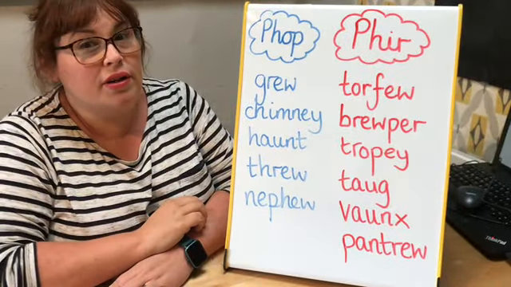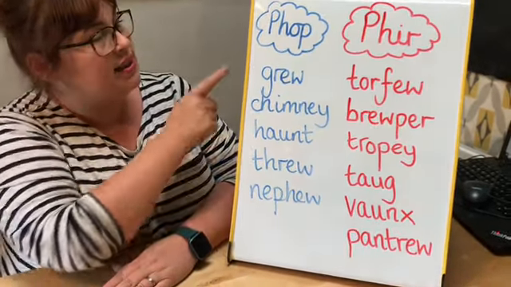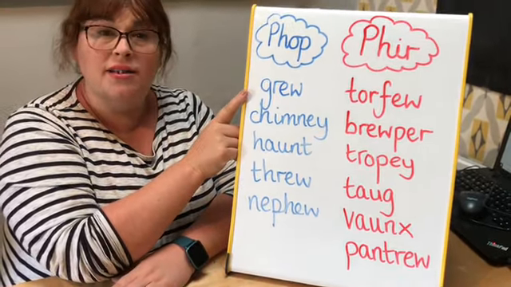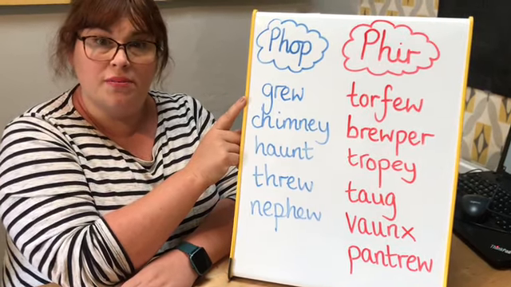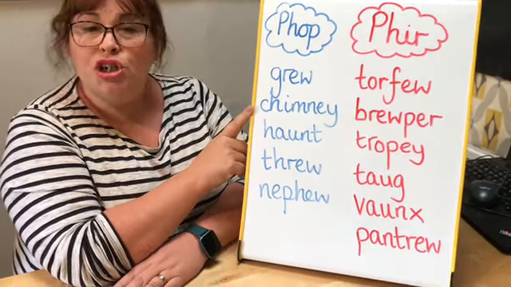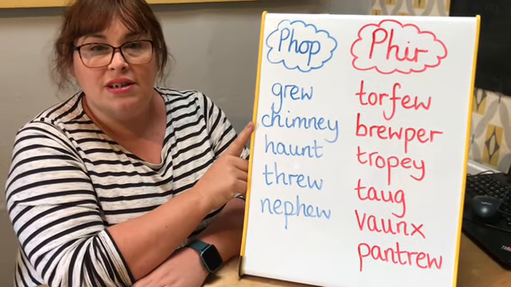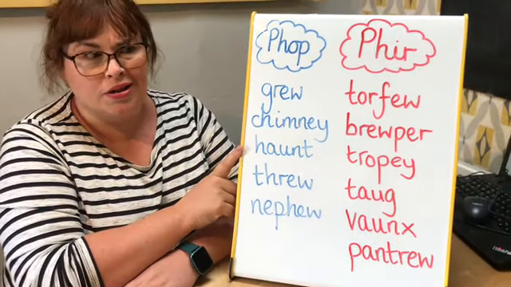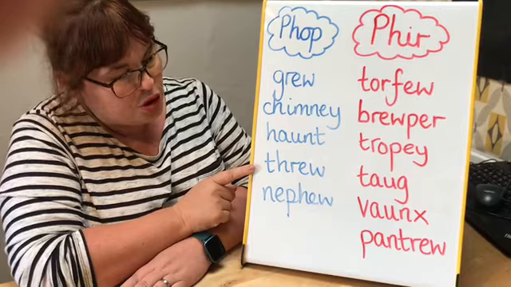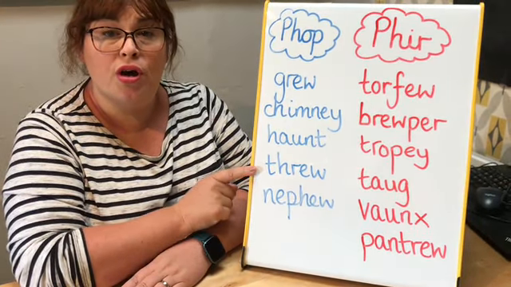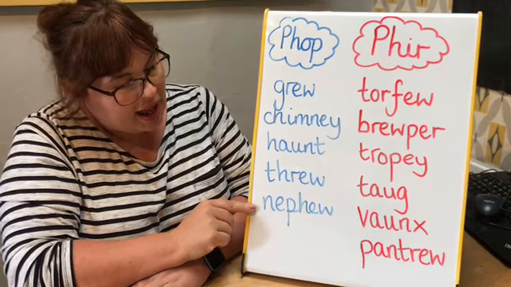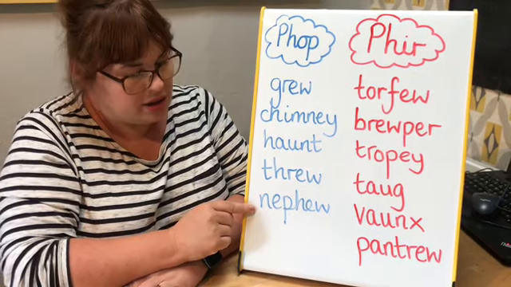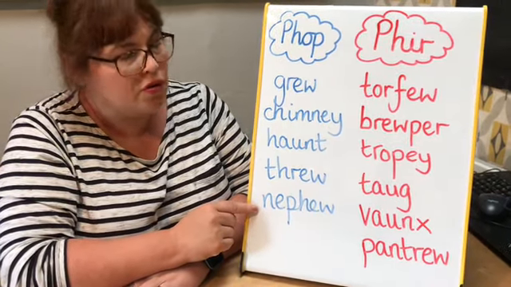Okay, welcome back. Did you have a good go at that? Okay, here are my lists. So Phop likes to eat real words, and we've got grew. It's a past tense of the word grow. I grew some sunflowers in my garden. Chimney, it's what you might have on top of your house if you've got a fire. Lets all the smoke out. Haunt, something a ghost might do. Threw, past tense of the word throw. I threw a ball. And nephew, if my sister had a son, he would be my nephew. So it's a member of your family.